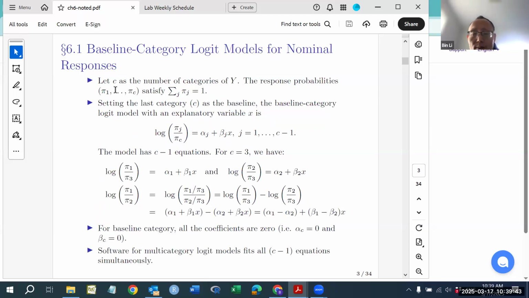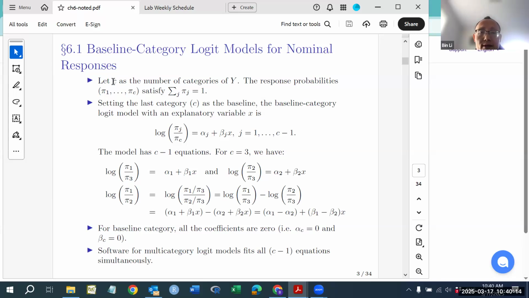So first, let's talk about the baseline category Logit model for the nominal response. For this type, we only consider the unordered response variables. And by its name, you can see that we have a baseline group. We use the baseline group and all the other groups are compared with the baseline.